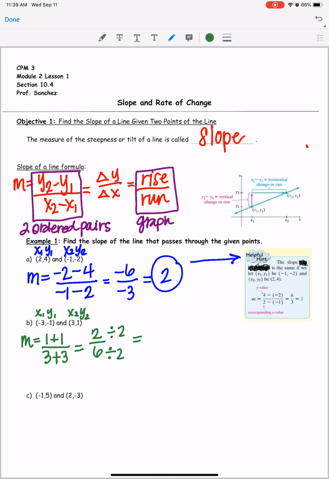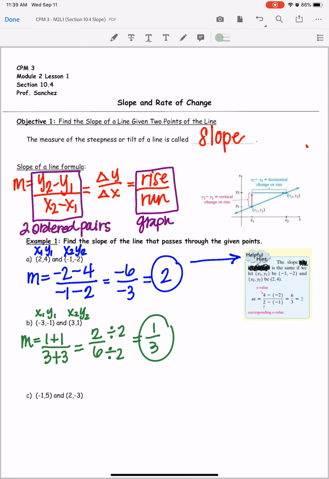So I'm going to get 2 divided by 2 is 1, 6 divided by 2 is 3, so my slope in this one is 1/3. We're going to get quite a few fractions today, and that's okay. Fractions and slope are not scary. Okay, and then last one here on C, we're going to practice that minus and negative again.